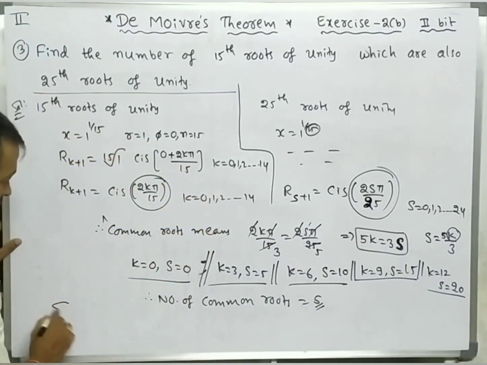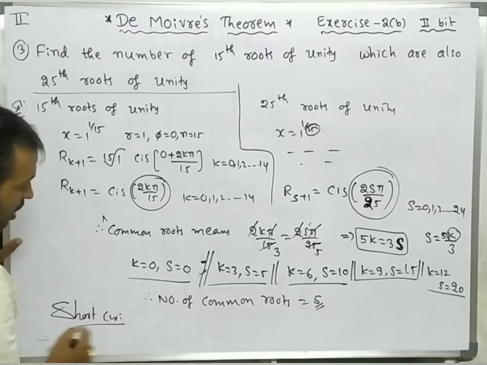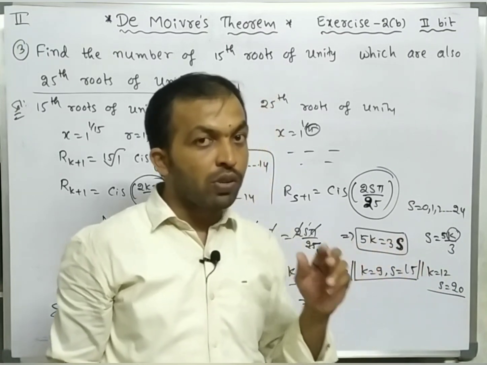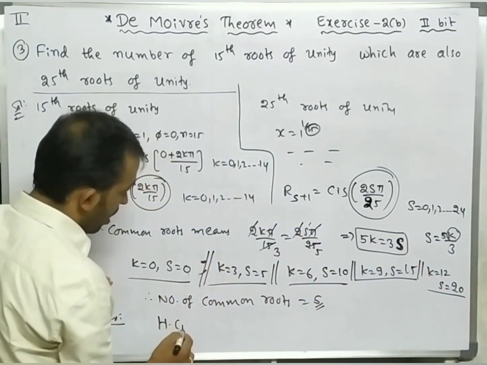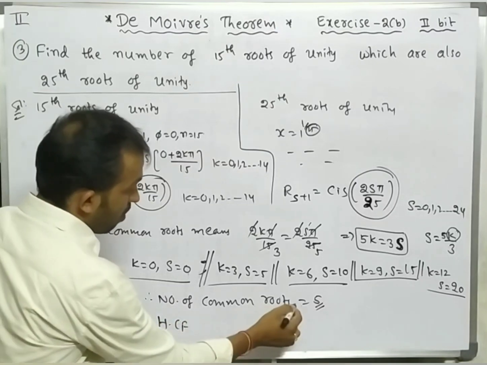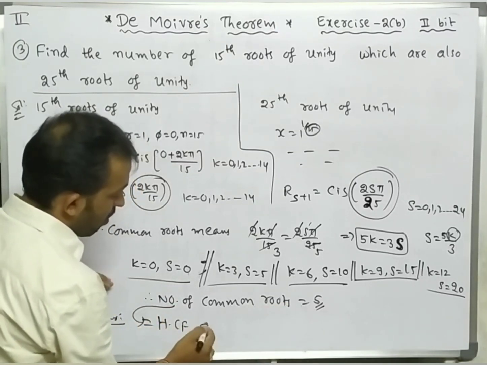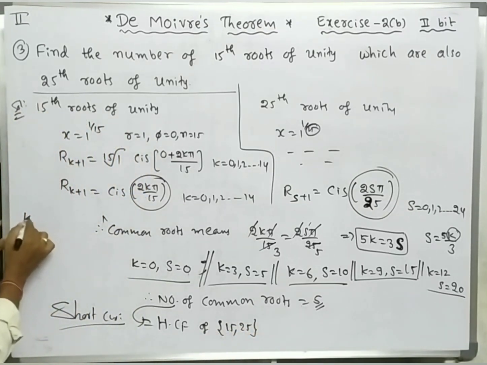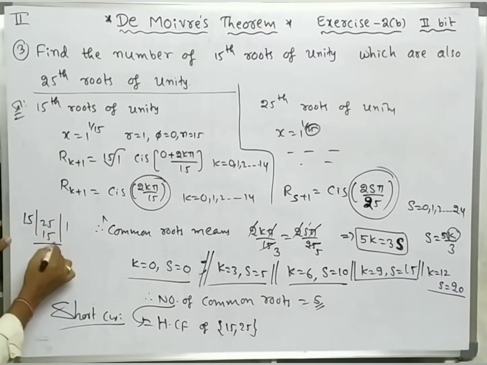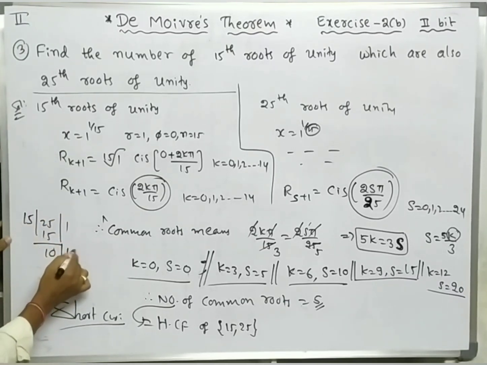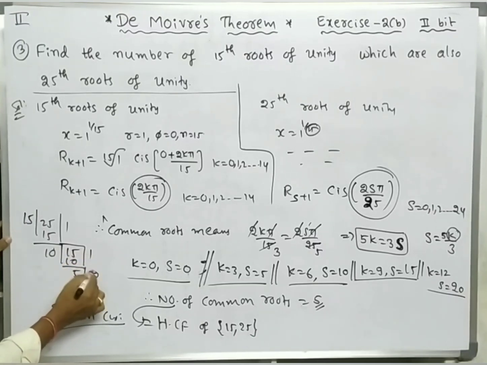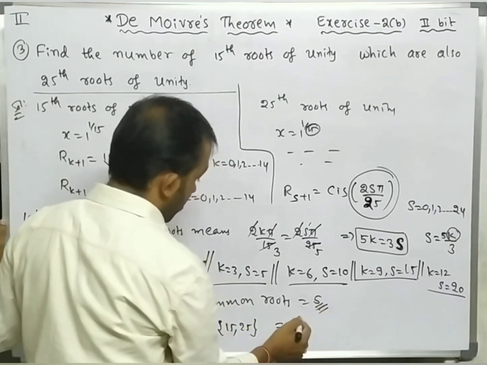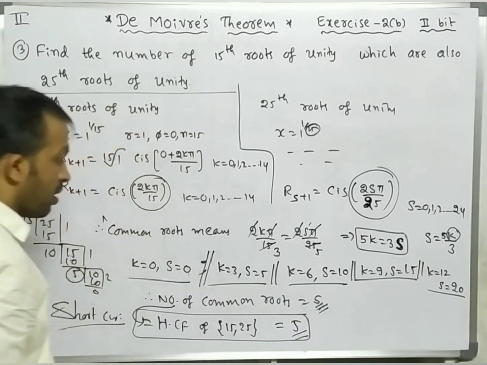So the shortcut is, if they ask like this, 15th roots of unity, 25th roots of unity, the same question, then the answer is the HCF. The number of common roots is equal to the HCF of 15 and 25. HCF of 15 and 25. That means 15, 25. 15 ones are 15. 25 minus 15 is 10. 15. 10 ones are 10. 5. 5 twos are 10. 0. So what is the HCF? 5. So 5 is the answer. So this is the shortcut method from the entrance point of view.